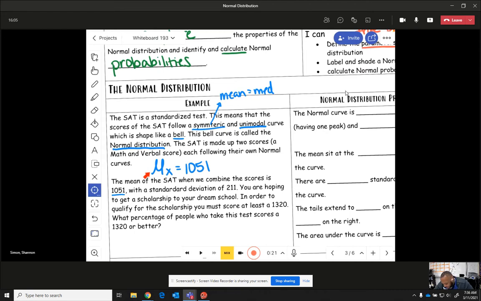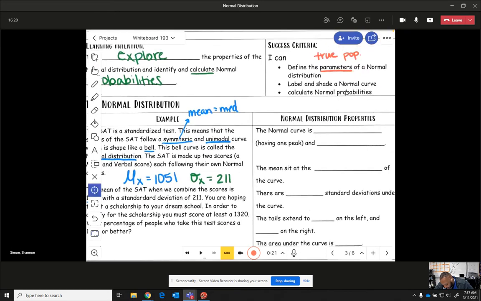Then the standard deviation is 211. Again, we call the standard deviation sigma x, and that's equal to 211. That's another Greek letter, so it's another population value. And remember I talked up here, the population value is called a parameter. So these are the parameters for the normal curve.